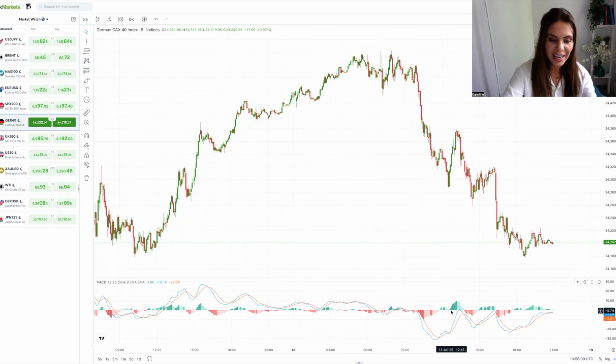So let's break it down because there's actually quite a few elements to it, and there's quite a few ways that traders like to use the MACD.